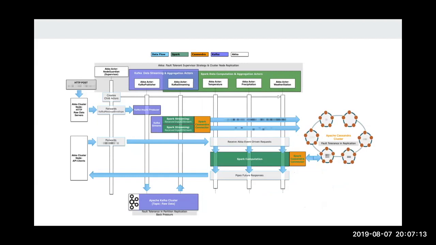Data comes in to an Akka cluster that actually has exposed its input as a REST API. Sends the data to Kafka. Spark takes it over, Spark streaming and Spark batch, and sends data to Cassandra. Data comes back through Cassandra and then sends messages back to Akka. So if you're using a web interface, this thing can essentially take real-time events, save them, do machine learning on them, and then send them back to the user.